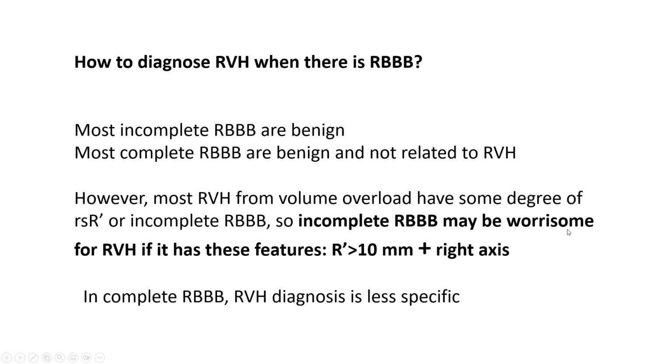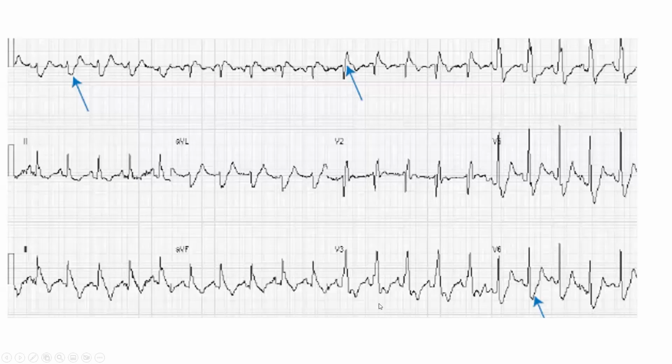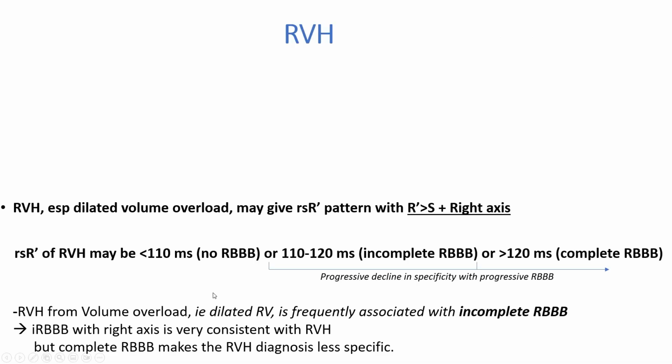So incomplete right bundle branch block may be worrisome for RVH if it has these features: R prime more than S and more than 10 plus right axis. With incomplete right bundle branch block, the RVH diagnosis is less specific. Compared to, again, the left side I explained yesterday, when you have left bundle branch block, you inherently assume there is LVH in most of the cases.